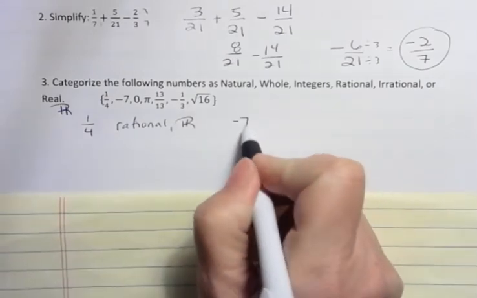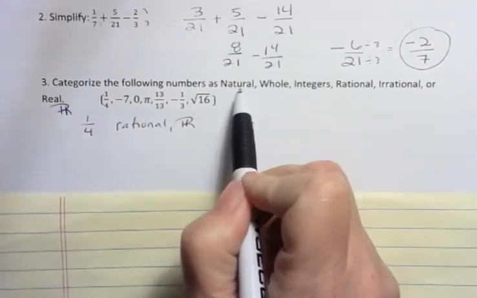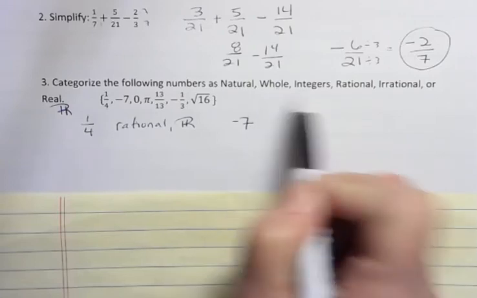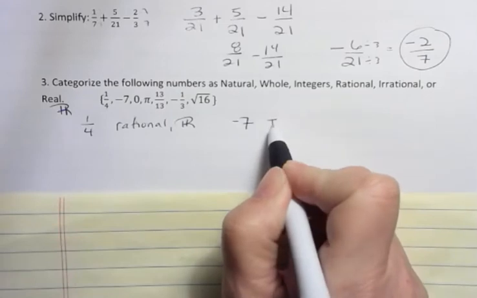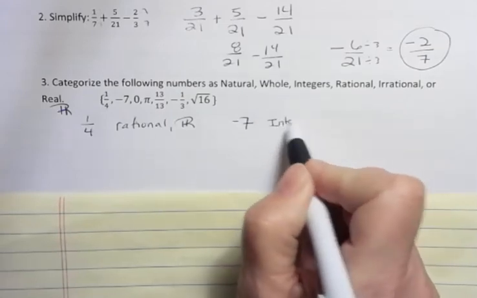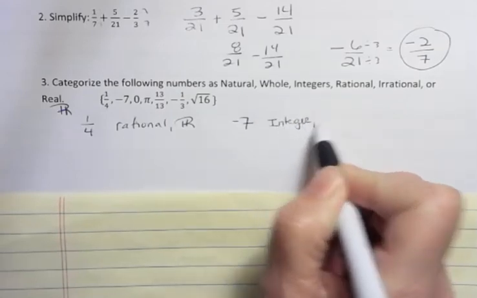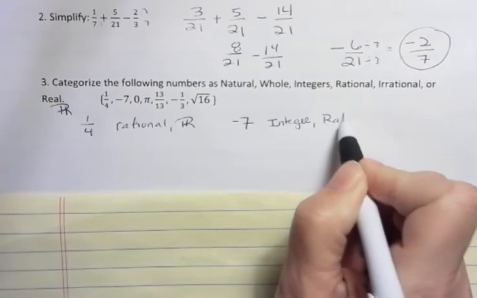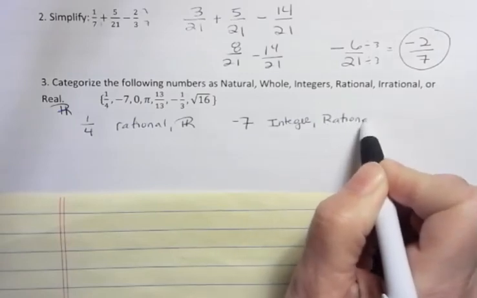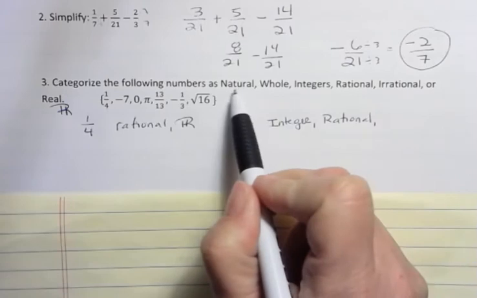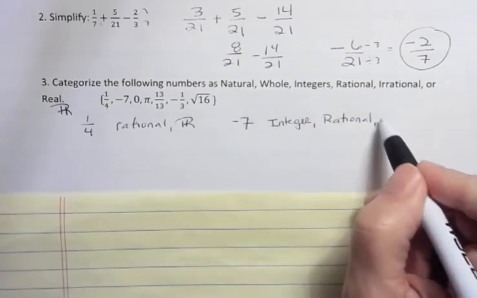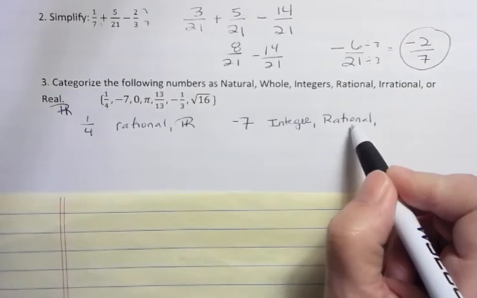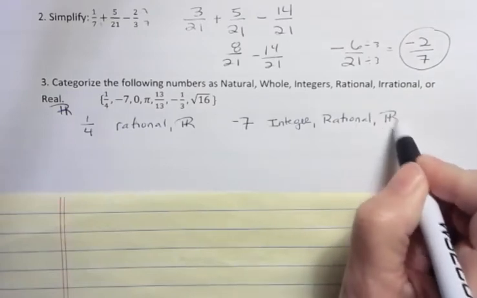What about negative 7? It's not a number we count with. It's not a number we count with plus 0. It is an integer. That is the opposite of the whole numbers. So it's an integer. It's a rational, because rationals are all the integers, whole numbers, naturals, plus decimals and fractions. And it's not an irrational. If it's a rational, it can't be both. And then it's also a real number.